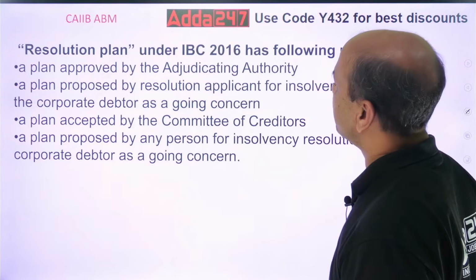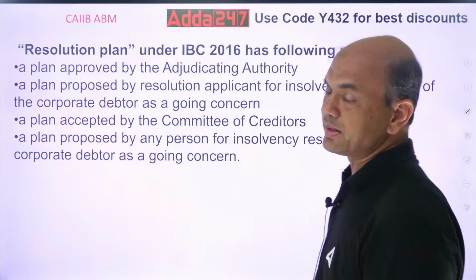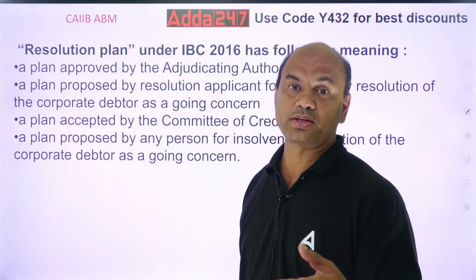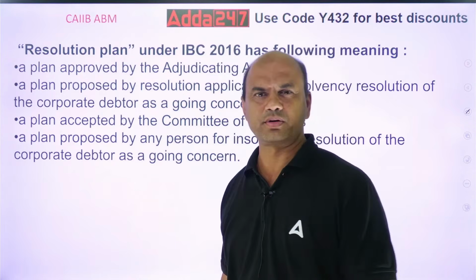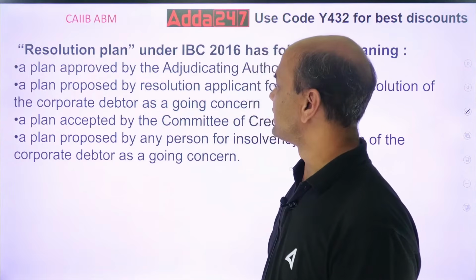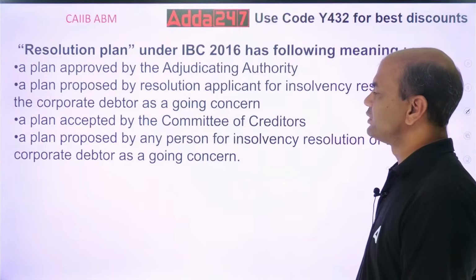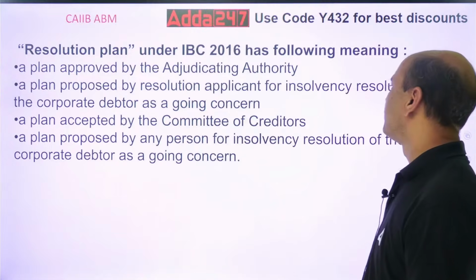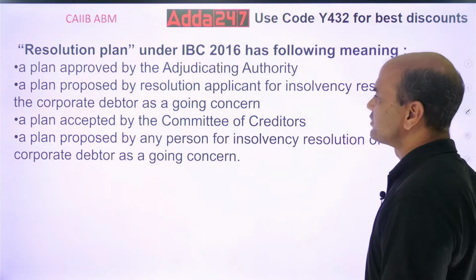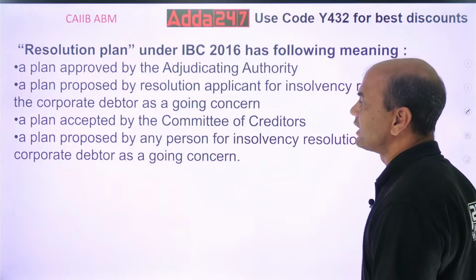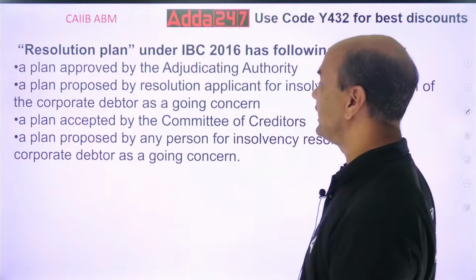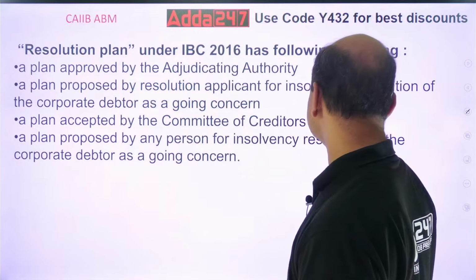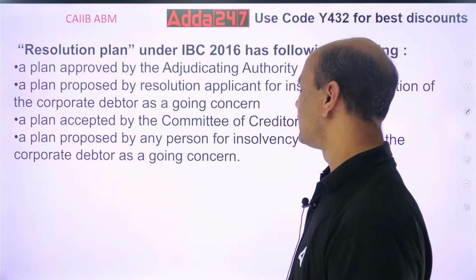A resolution plan under IBC has the following meaning. So what does resolution plan mean? This chapter is very important: stressed assets, resolution of stressed assets and IBC. Very, very important. So what is the resolution plan? A plan approved by the AA, adjudicating authority. A plan proposed by the resolution applicant, RA, for insolvency resolution of the corporate debtor as a going concern. Plan accepted by the committee of creditors. Plan proposed by any person for insolvency resolution of the corporate debtor as a going concern.